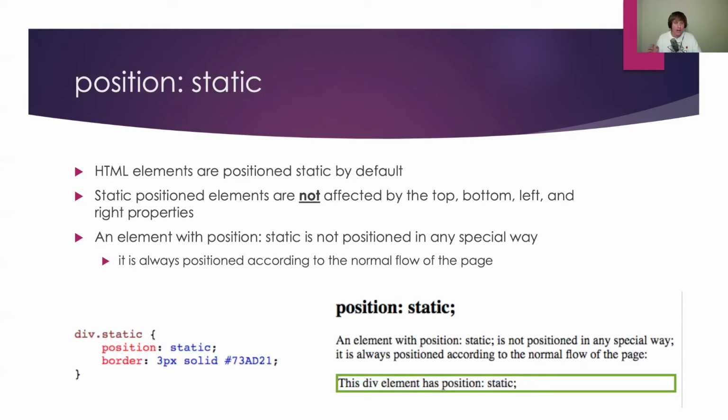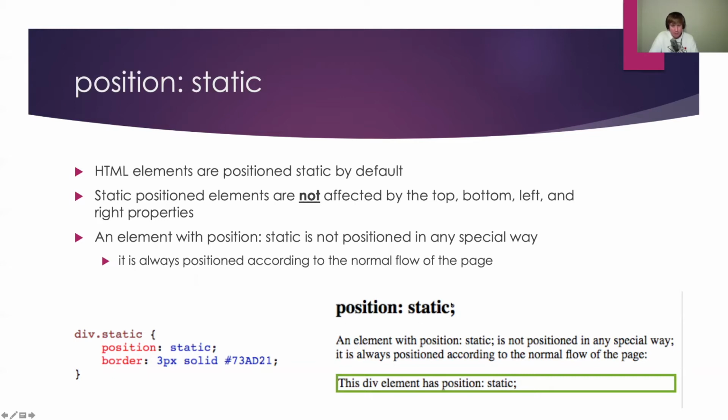The first one we're going to look at is static. HTML elements are positioned statically by default. Static positioned elements are not affected by top, bottom, left, and right properties. Test question right there. If I use a static position element, top, bottom, left, and right does not have an effect on it. Now, an element with position static is not positioned in any special way. It is always positioned according to the normal flow of the page. So if I don't put position static there, it's going to be put by default.